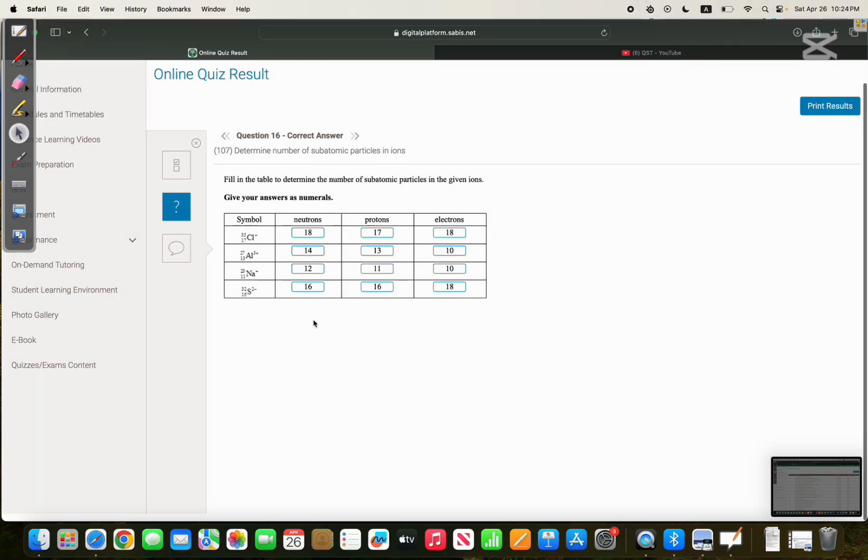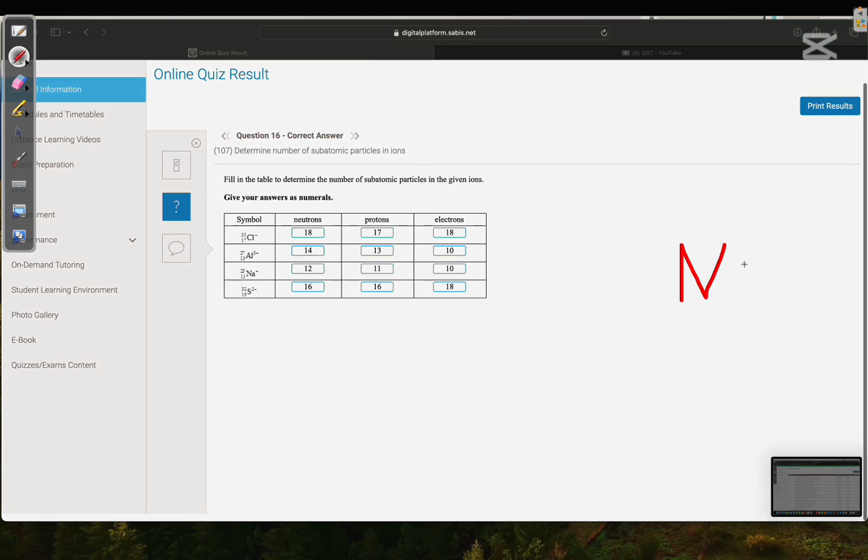Okay, sodium 23, 11. 11, 23. We have an Na plus. We have 11 protons, and we do 23 minus 11 to get the neutrons, and to get the electrons, since here it's plus, we do 11 minus 1, which is equal to 10 for the electrons.